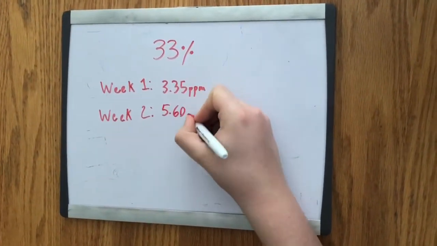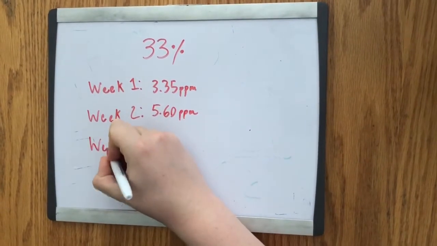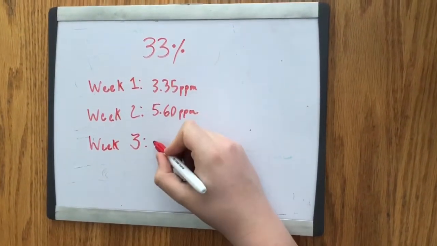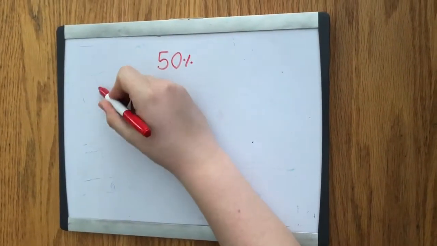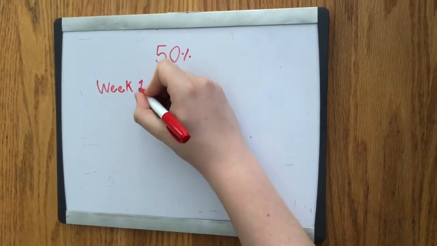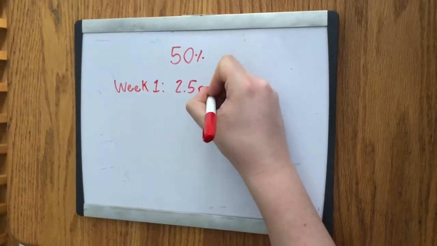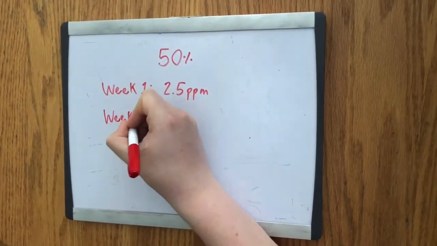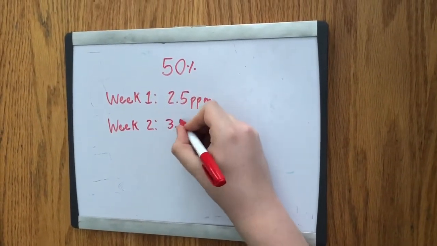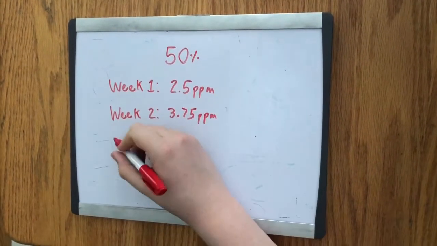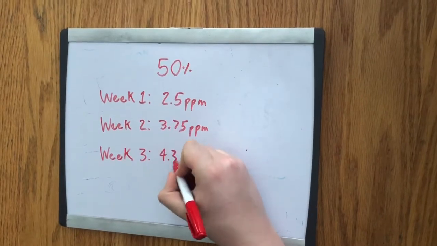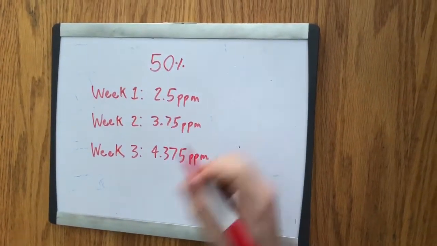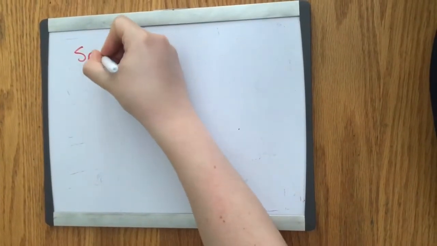Moving on to 33% water changes, I skip a bit of the tough math here. We can see that the accumulation rate is a lot slower. You go from 3.35 to 5.60, and then on from that. Now, 50% is a little bit of an extreme water change. Again, skipping the work, because it's just a repeat of what was done in the 10%. We can see 2.5, 3.75, and then 4.375 parts per million. We can see that it plateaus at a very early point.